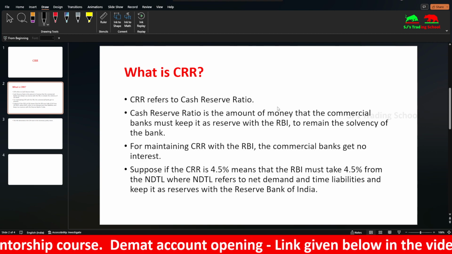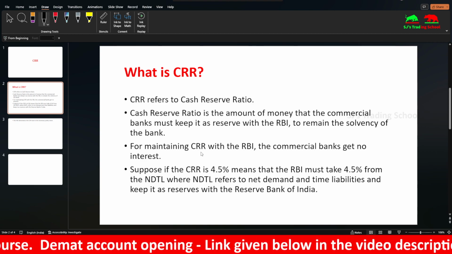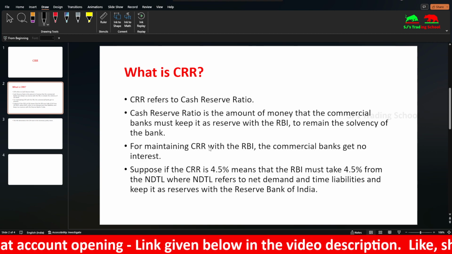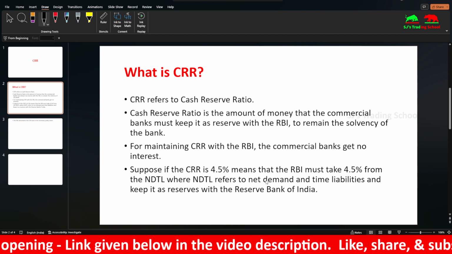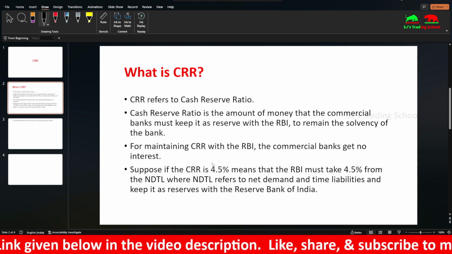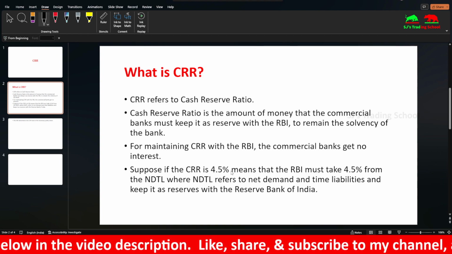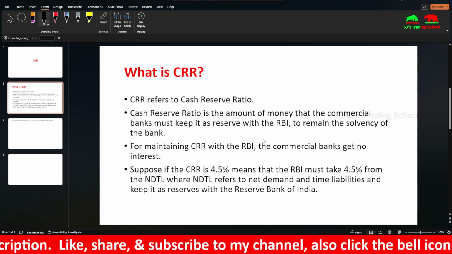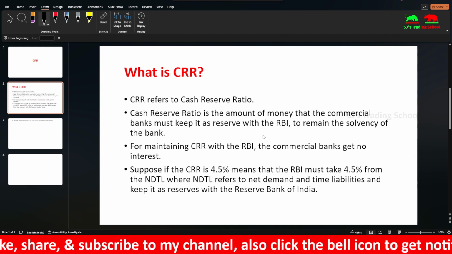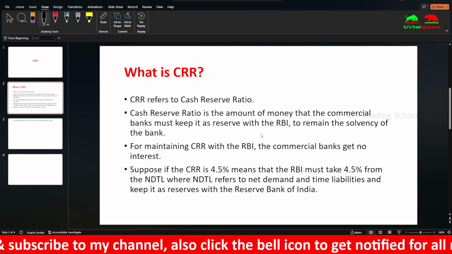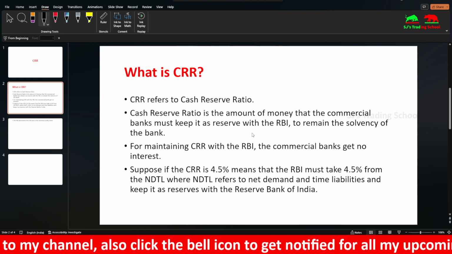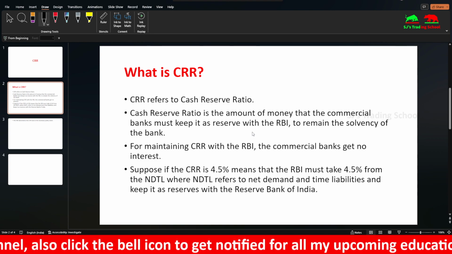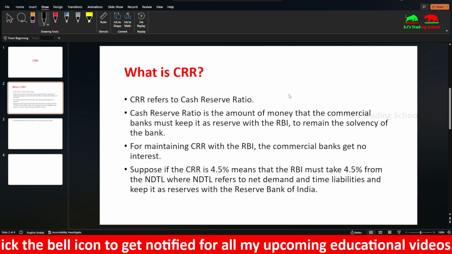This CRR is taken from the total deposits. Suppose the CRR is 4.5, the current rate is 4.5 only. If the CRR is 4.5 percent, it means the bank must take 4.5 percent of the NDTL, where NDTL refers to the net demand and time liabilities, and keep it as reserve with the Reserve Bank of India. I will explain what these are.